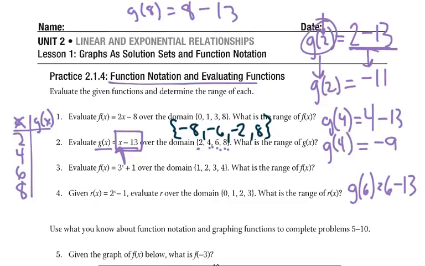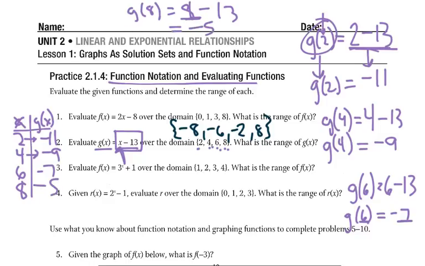G of 4 equals negative 9. So at 4 we have negative 9. At 2 we have negative 11. Okay, G of 6 would be negative 7. So an x value of 6 gives me a y value of negative 7. An input of 8 gives me an output of negative 5.